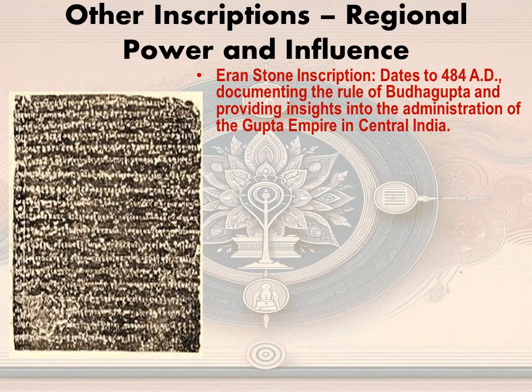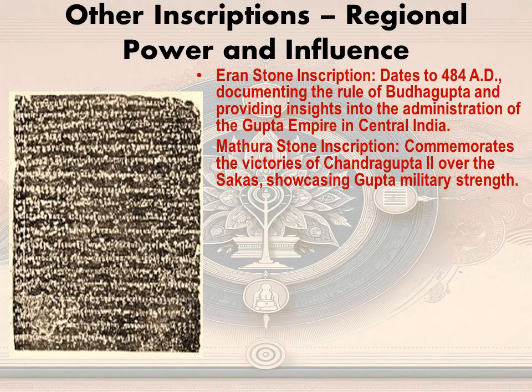So, this was a later Gupta ruler, and all his administration structure has been documented in the Eran stone inscription, which dates to 484 AD. Mathura stone inscription commemorates the victories of Chandragupta II over the Shakas, showcasing Gupta military strength. So this is an inscription that depicts victory of Chandragupta II over the Shaka rulers, and we get to know about the Gupta military strength.